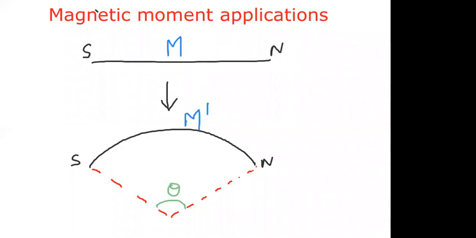Observe carefully what they have given here. First, they have taken one straight magnet. Suppose the straight magnet length, I am taking it as 2L. Each pole is having pole strength small m. So magnetic moment is pole strength into magnetic length, I can write like this. In the second situation, here the magnetic moment is M dash.